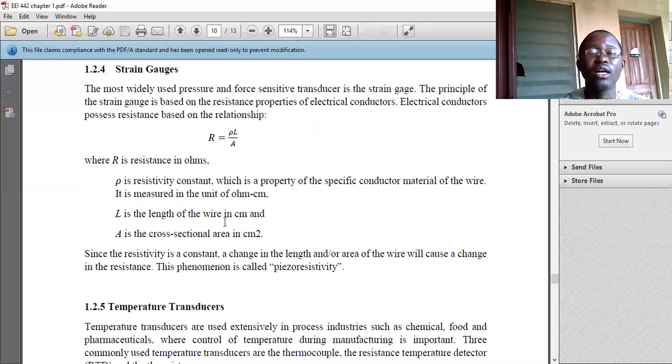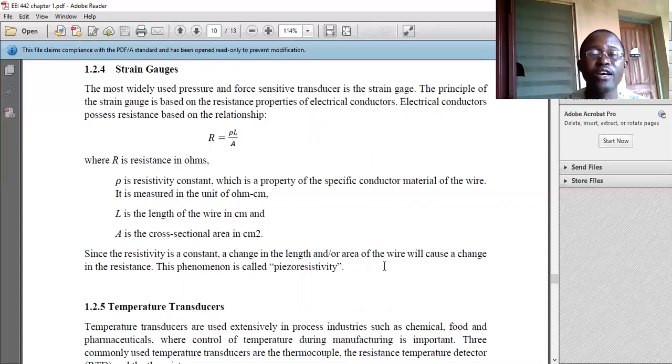L is the length of the wire measured in centimeter or meter, and A is the cross-sectional area measured in centimeter squared. You can change this in your note to centimeter squared. It's not cm2, but cm squared. The resistivity is constant and can be changed when you change the material. You change the length, you change the cross-sectional area of the wire. A change in resistivity can cause a change in resistance.